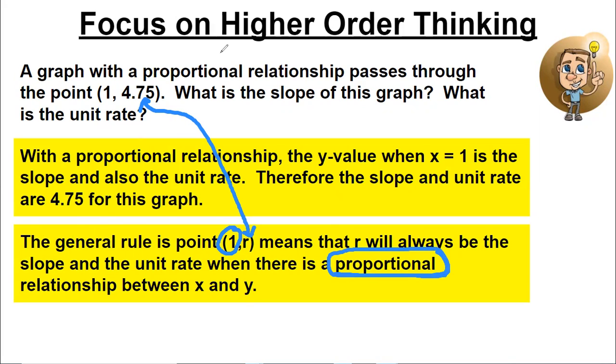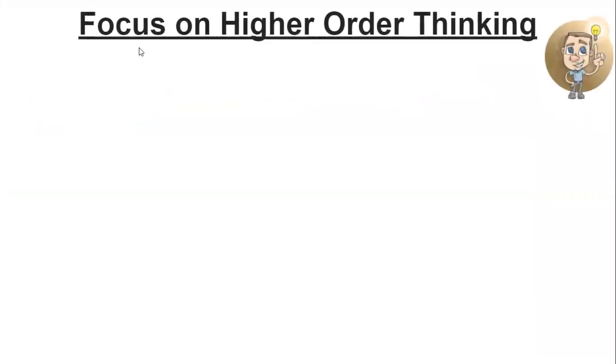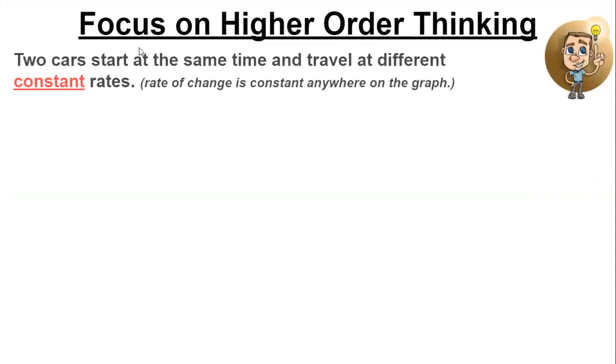Okay, lost my annotate there for a minute. Okay, focus on higher order thinking again. 2 cars start at the same time and travel at different constant rates. That means they're going the same speed all the time. They don't slow down and speed up. Rate of change is constant anywhere on the graph.